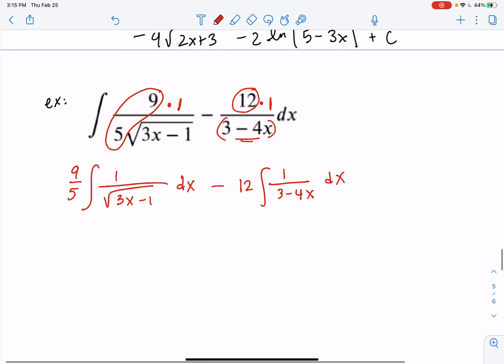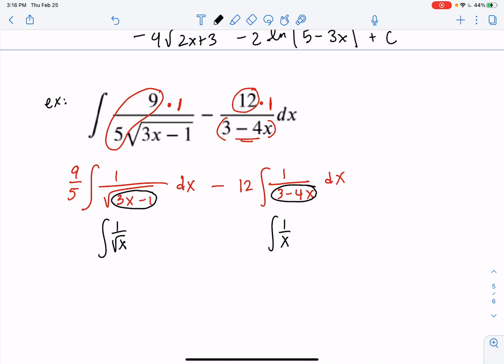From here, I recognize, first of all, that I have a linear expression inside, and I have a linear expression for the denominator, whereas my formulas are for there just being an x down there, right? So I know I can use my formulas, but I know I need to use the chain rule as well. So let's do it. We're going to copy down the multiplier in front, and the integral of 1 over root x is 2 root x, but instead of an x, I have 3x minus 1, and because it's a line, I'll divide by the slope of the line.